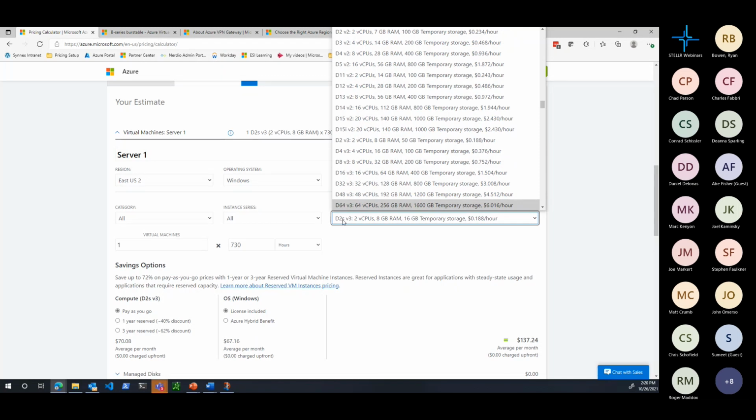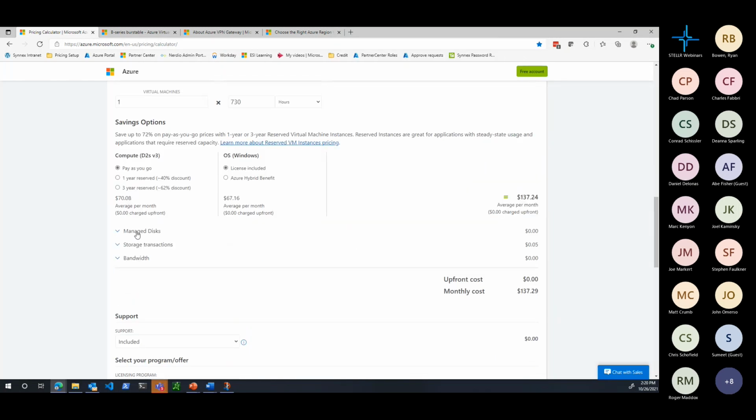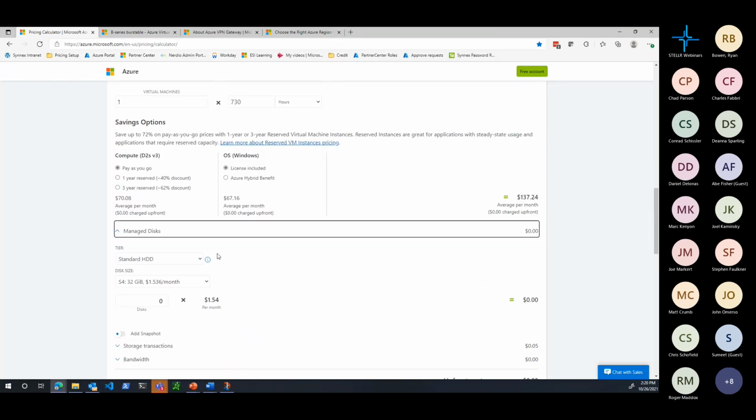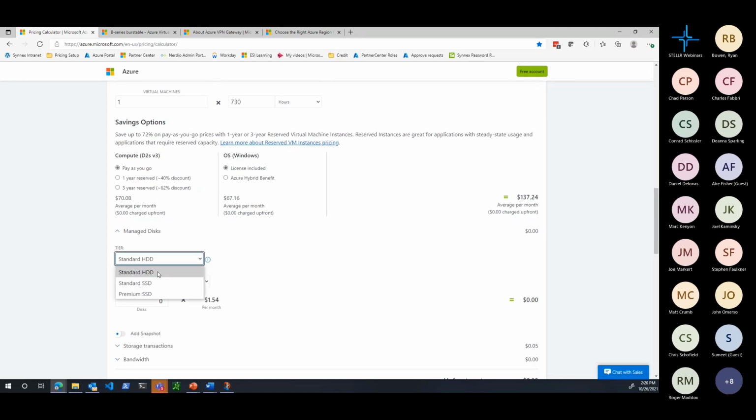So I'm going to select the S because I'll come down here to the manage disk section of the virtual machine, and I'll show you that what would be available to you with the non-S version of this machine would just be the standard HDD and the standard SSD. And that's fine if that's all you're expecting to use.